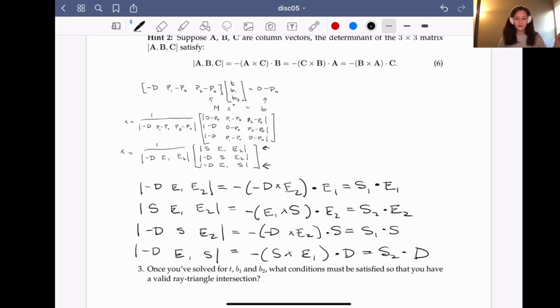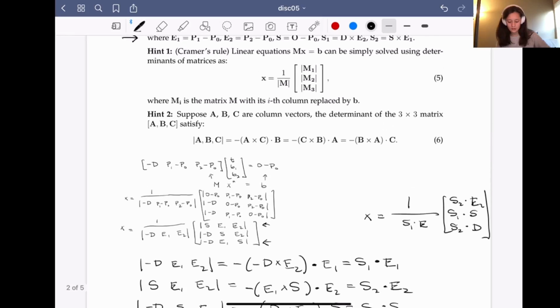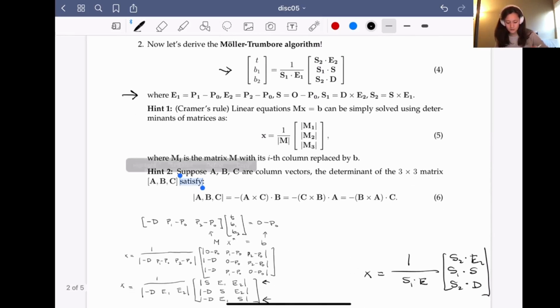Okay, so now that we've computed all these determinants and simplified, we can just pop this back into this equation here, and this will give us exactly the Möller-Trumbore algorithm. So we have x equals 1 over s1 e1, and then our matrix is right here. Okay, and let's just check ourselves. So yeah, it's exactly the same as the Möller-Trumbore algorithm here.